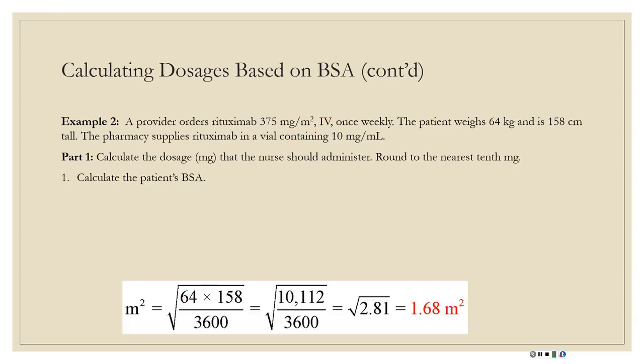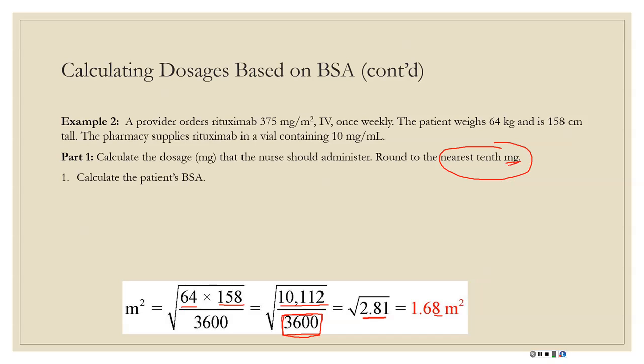So we're going to take our kilograms times our centimeters, and we get a number of 10,112. And we're going to divide by 3,600 because that's the magical number that we always divide by in this equation when we're using kilograms and centimeters. And we get 2.81. We're going to have 2.81 in our calculator and push that square root button, and we get 1.68. Remember, we're never going to round, even though our instructions say to round to the nearest 10th milligram.